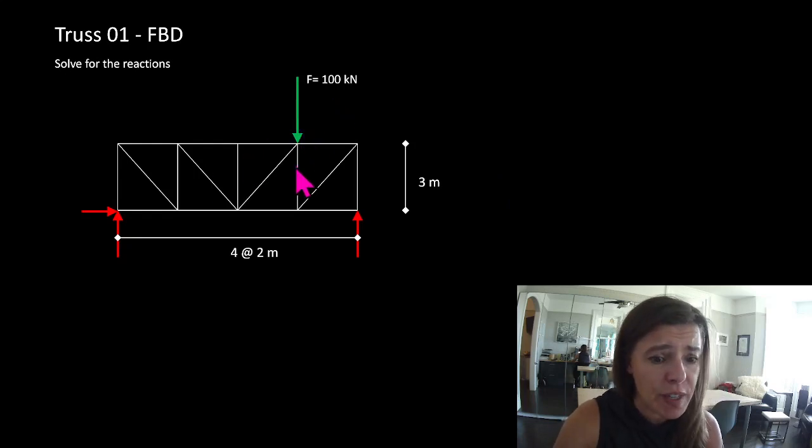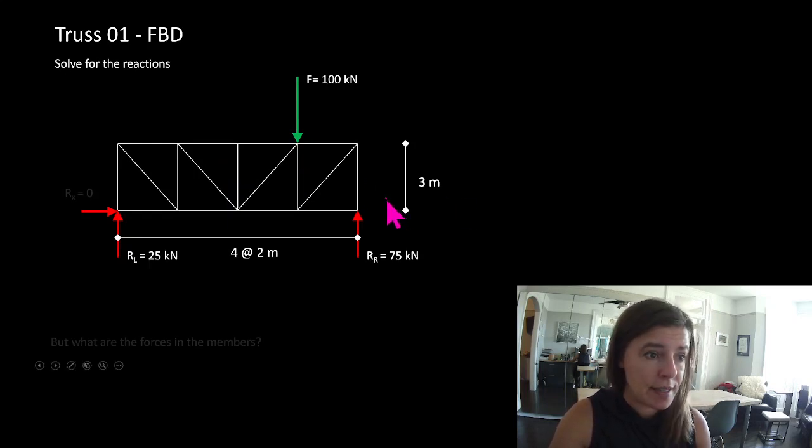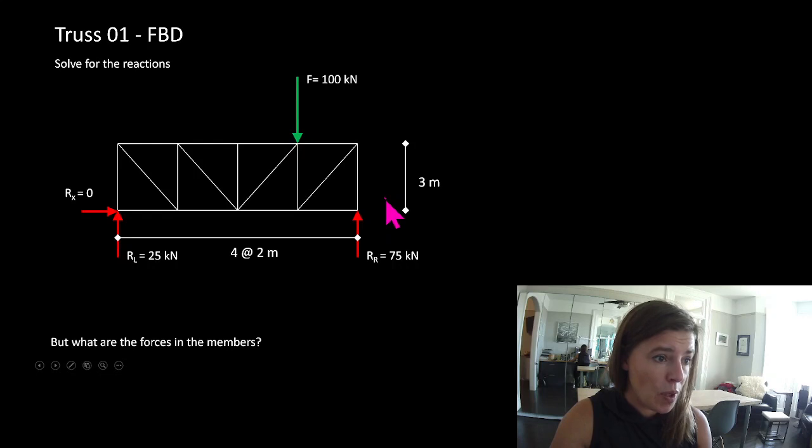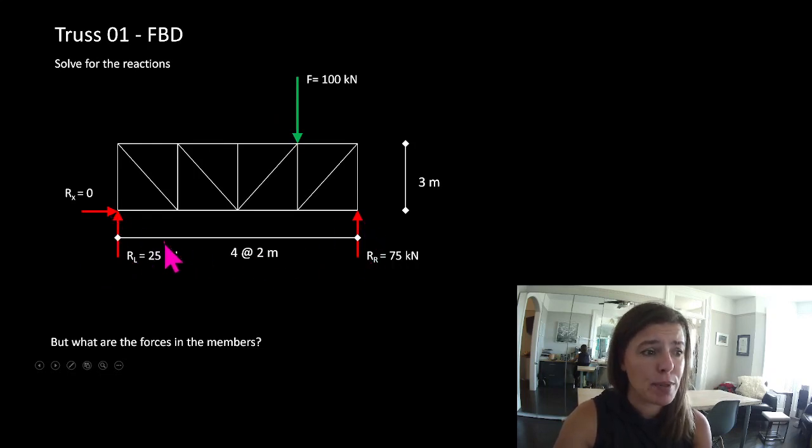Okay, so we solved for these reactions. That was last week's exercise. So we've solved for our Rx equals 0, RL equals 25, and RR equals 75. We know that this is in static equilibrium if these are the reactions. So whatever is holding this truss up better be able to resist 25 kilonewtons and 75 kilonewtons at those spots.